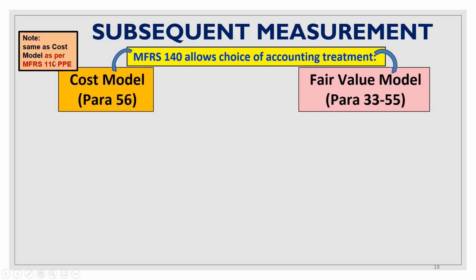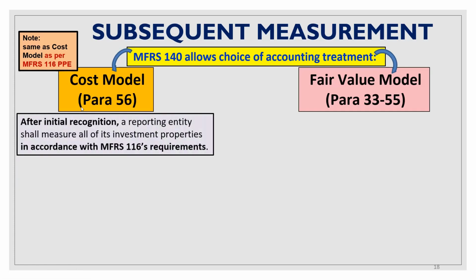So under the cost model, you would notice that it is the same as the cost model as per MFRS 116 PPE. And therefore, according to the standards, after initial recognition, the reporting entity shall measure all of its investment properties in accordance with MFRS 116 requirement.